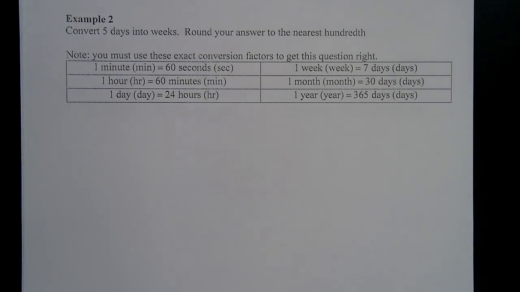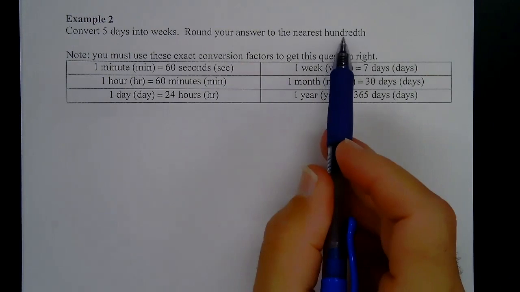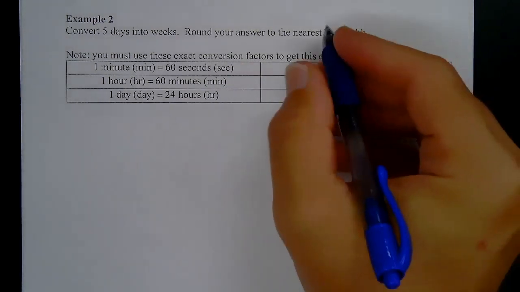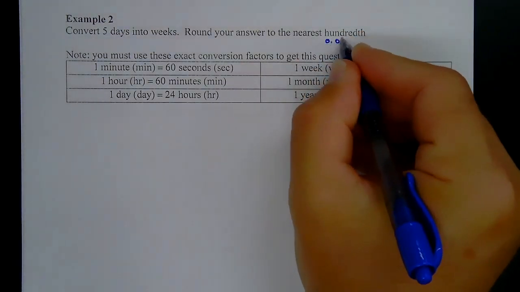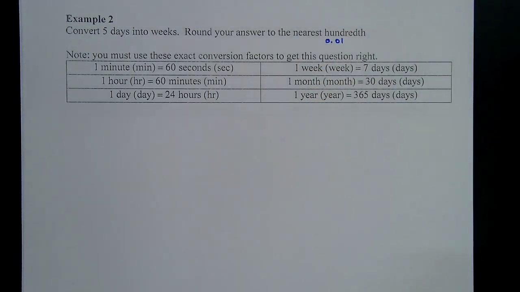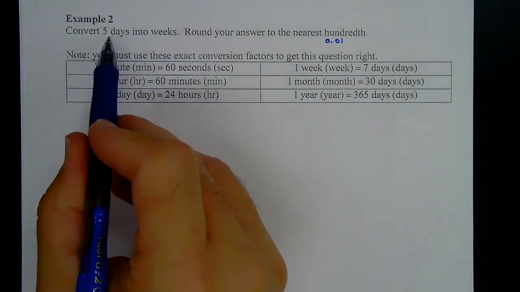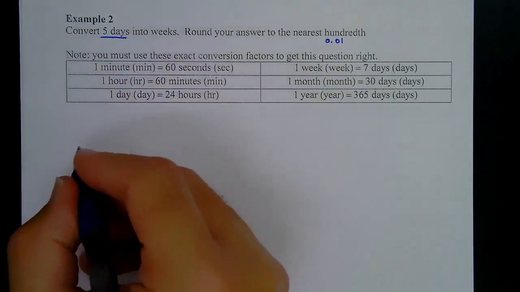Okay, so for this next problem, we want to convert 5 days into weeks. So how many weeks is 5 days? We can figure it out. And we're going to round our answer to the nearest hundredth. So that's 2 decimal places, 0.01. So we're going to start with this 5 days.